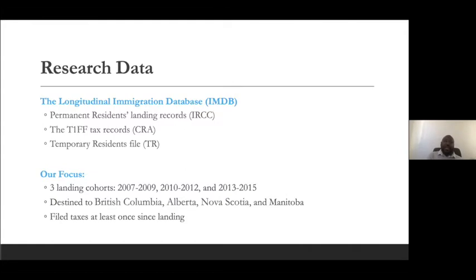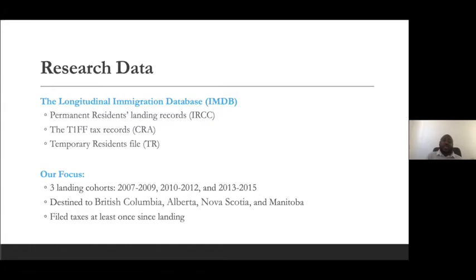And the second component is their tax files. So the tax records, which are actually obtained from CRA. And this also has information on their income, has information on the province where they filed their tax. So it makes it very easy and appropriate to be able to map out their mobility patterns with the tax files as well. And the third component is the temporary resident file. And this file contains information on all the permits that temporary migrants acquired. So if you need information about refugee claimants, you can have that information from the temporary resident file.